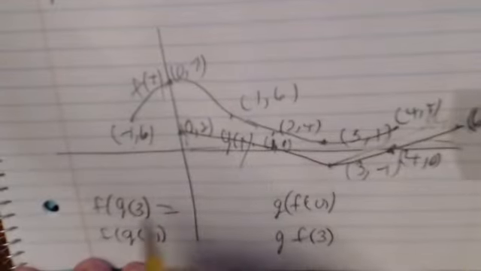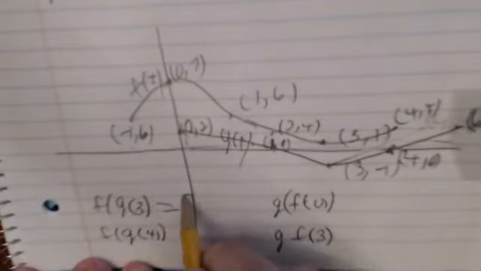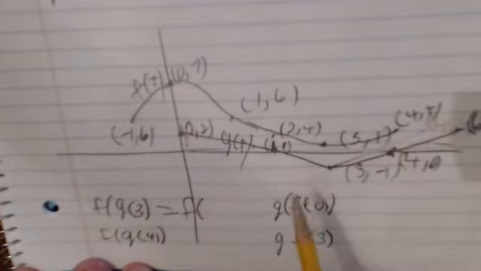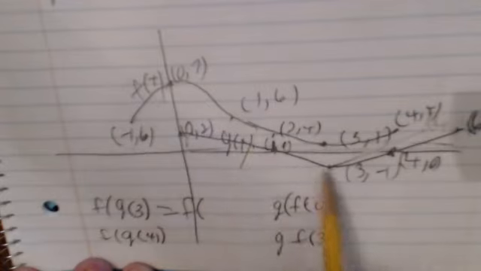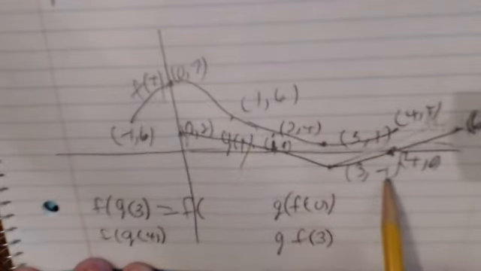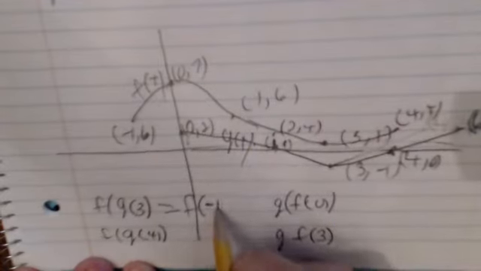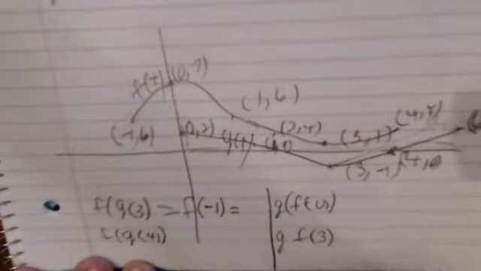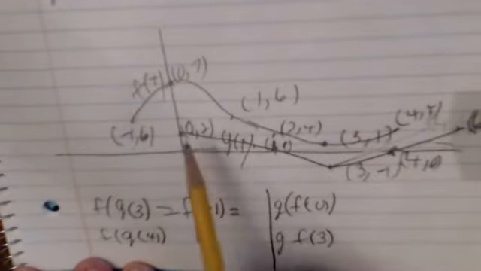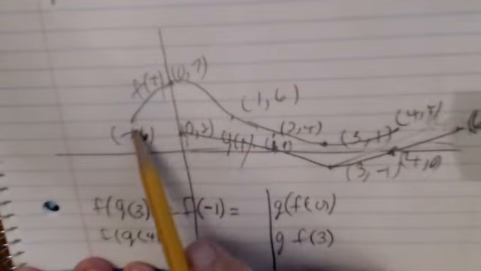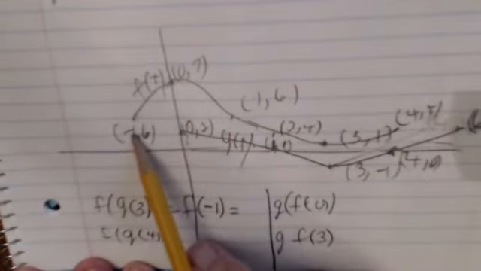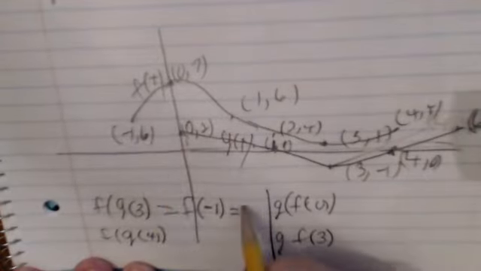So he wants us to find f of g of 3. The first thing we're going to have to do is find g of 3. Well, on the g function, g of 3 is minus 1. Now, we have to find f of minus 1. Well, on the f function, when x is minus 1, y is 6.